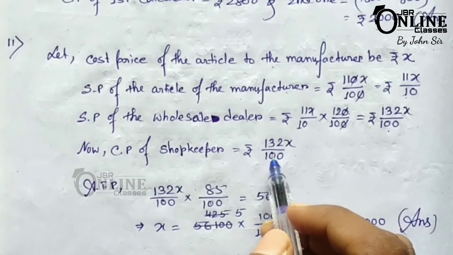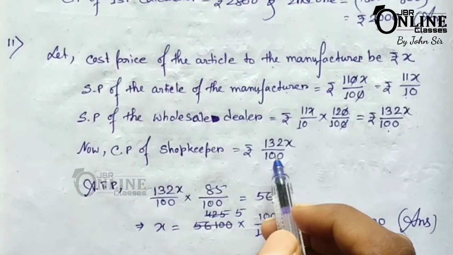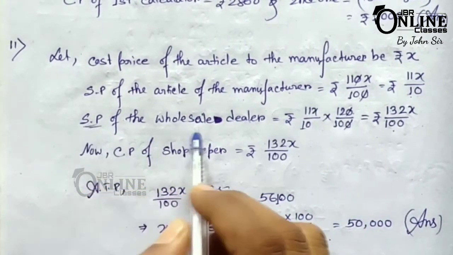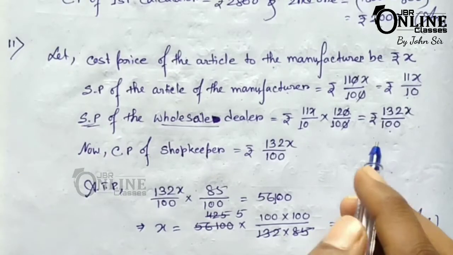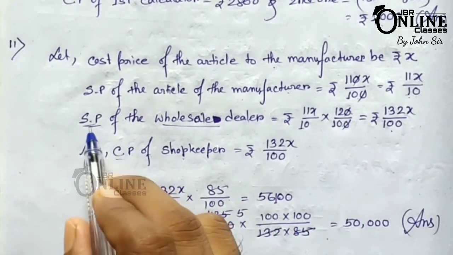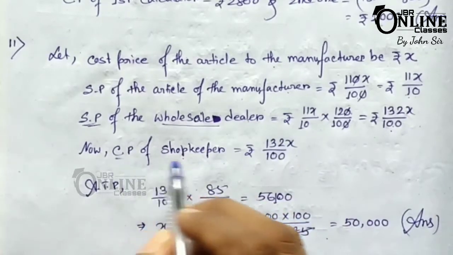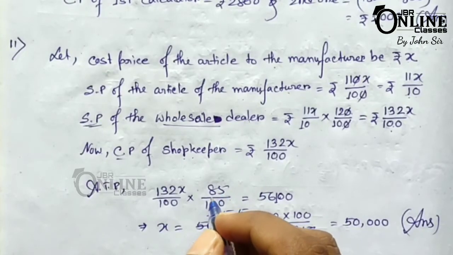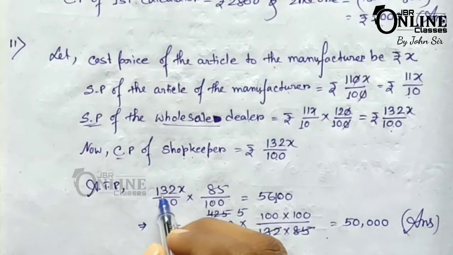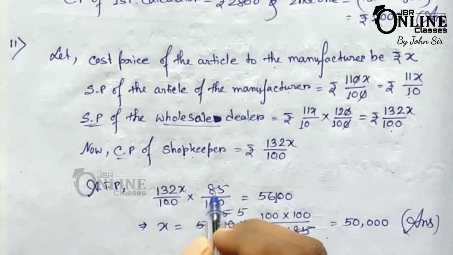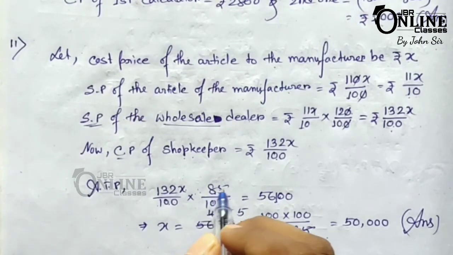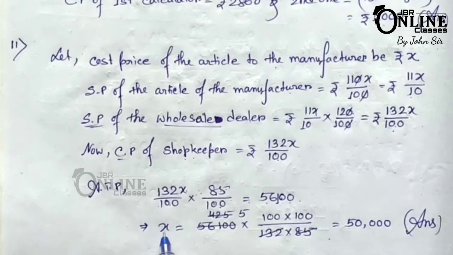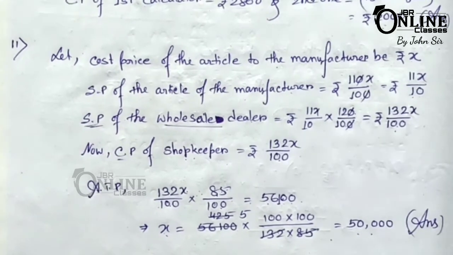The next, the shopkeeper sells it to the customer at rupees 56,100 at a loss of 15%. So here the SP of the wholesaler is always equal to the CP of the shopkeeper. So SP of wholesaler equals 132x by 100. That means the CP of the shopkeeper is also 132x by 100. Now as there is 15% loss, according to the problem, 132x by 100 into 85 by 100 equals 56,100, which is given. So from here you will get x equal to 50,000. So 50,000 is the answer.